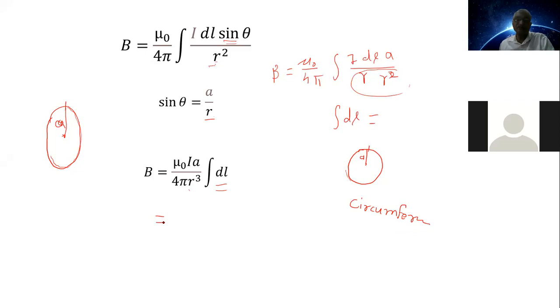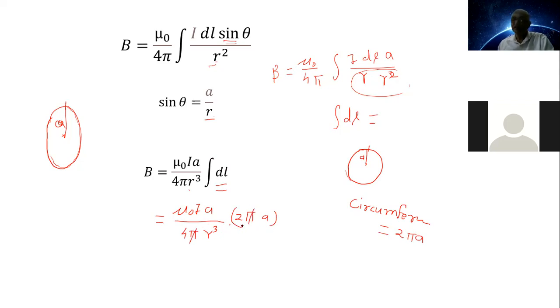So we write here: that is equal to mu 0 I A upon 4 pi r cube. Now integral dl, that is circumference, so what do we get? That is 2 pi a. And that's why we write here 2 pi a. We put the value of integral dl here.